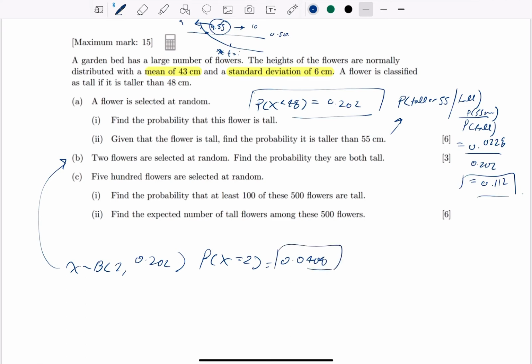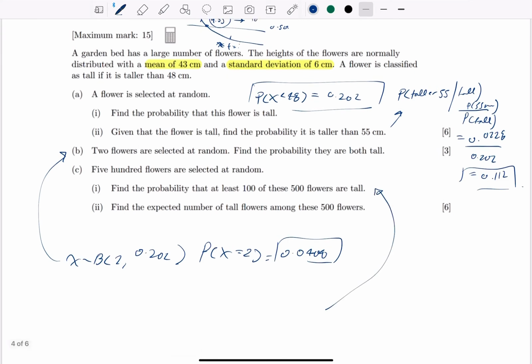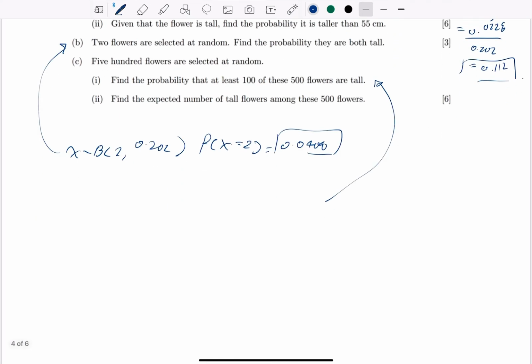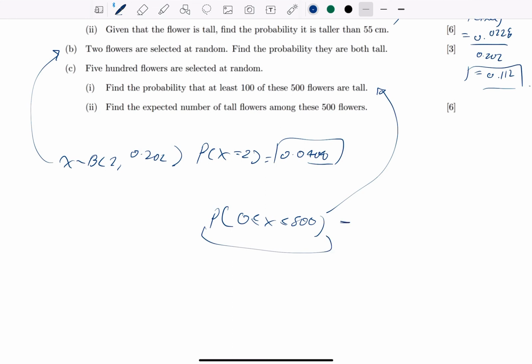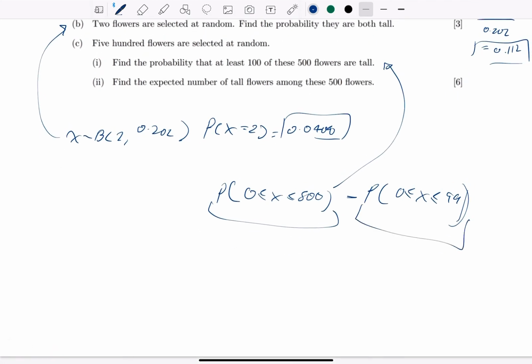Okay, so 500 flowers are selected at random. Find the probability that at least 100 of these are tall. And so what I'm going to do is a binomial CDF situation where I'm going to say P of x is equal to 500. I don't know how to say this in math terms, but this is what I'm going to do. Because CDF only calculates from 0 up until your upper bound, this alone isn't going to do it. So you have to do this, and then subtract from that P of x less than or equal to 99, because it's also inclusive. So this is what you're effectively punching into your calculator.